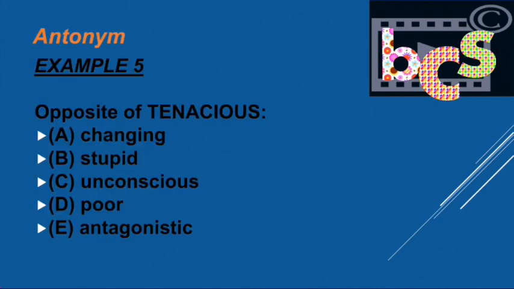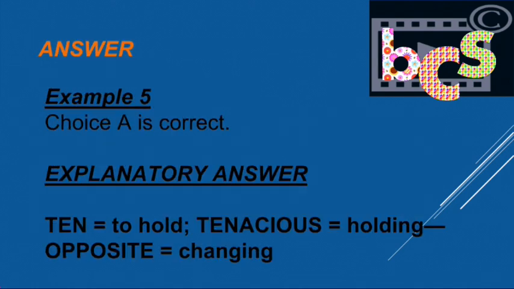Example 5. What is the opposite of tenacious? Choice A. Changing. Choice B. Stupid. Choice C. Unconscious. Choice D. Poor. Choice E. Antagonistic. Example 5. Choice A is correct.